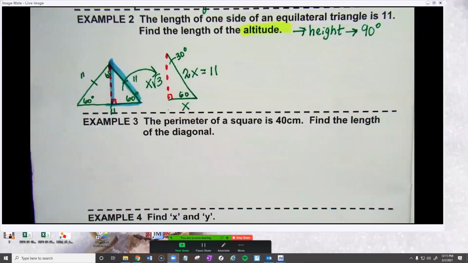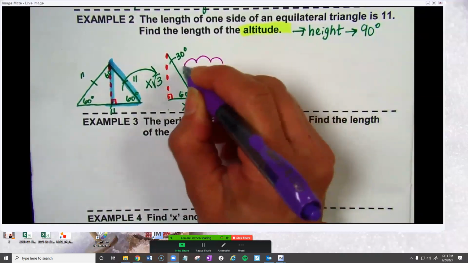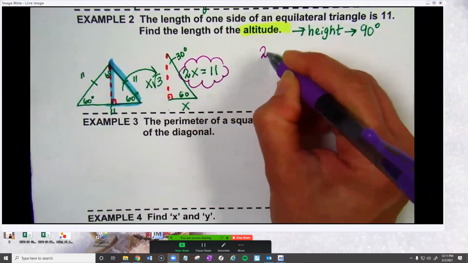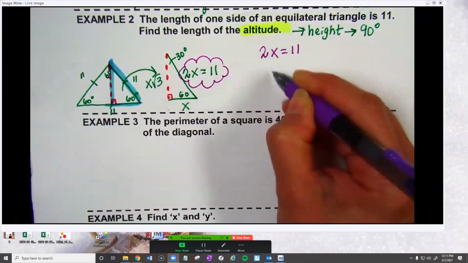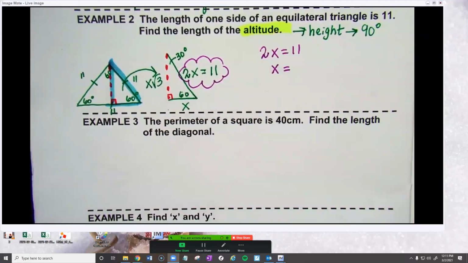And what do you do if you get stuck? You start with your equation. We have an equation right here. Let's solve for x. What's half of that? If you have $11, what's half of $11? $5.50. Let's write 5.5.